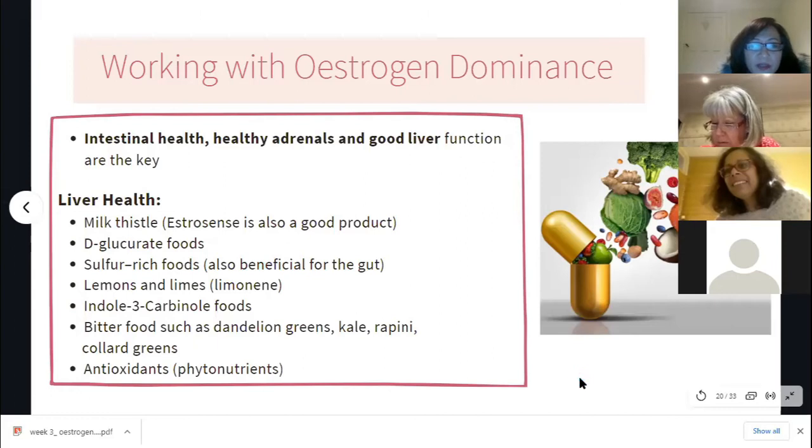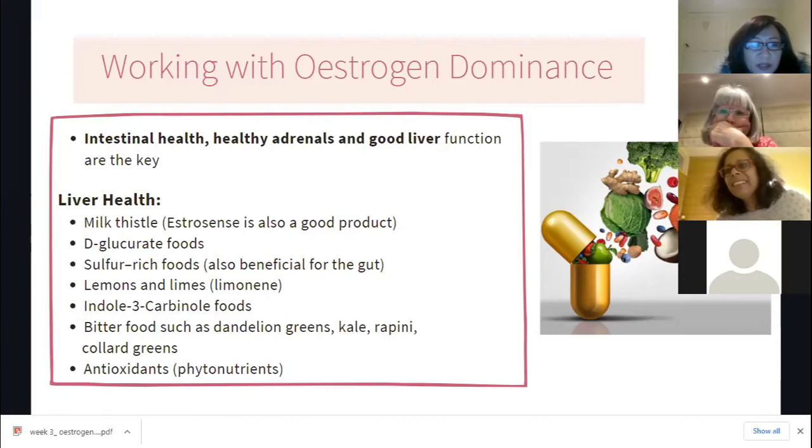Okay, so having all that in mind, what do we do? How do we make this work? Firstly, intestinal health, healthy adrenals, and good liver function. It always goes back to these things, no matter what you talk about. It always goes back to the bare basics: making sure you support your adrenals and your stress, a healthy liver, all the nutrients you need to work the liver properly, and then good intestinal health, healthy gut bacteria, and sorting out leaky gut, etc. With liver health, there's a lot you can do, but let's keep it simple.